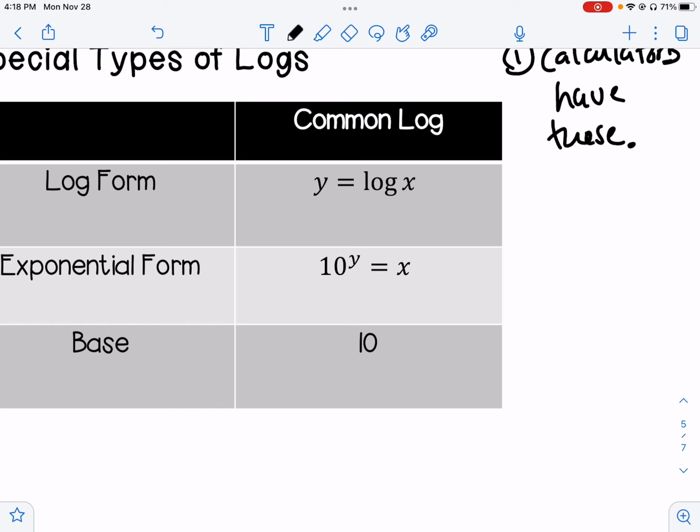And that's because we have a base 10 number system. So when we hit 10, we start over. So because we have a base 10 number system, this is our common log. This is our basic one that we go back to each time.